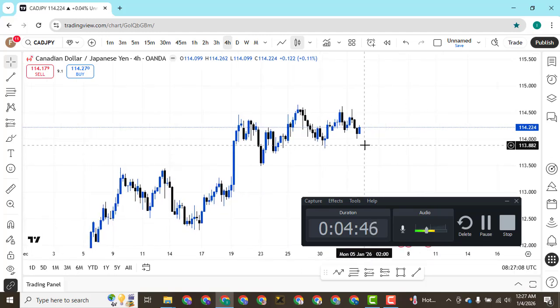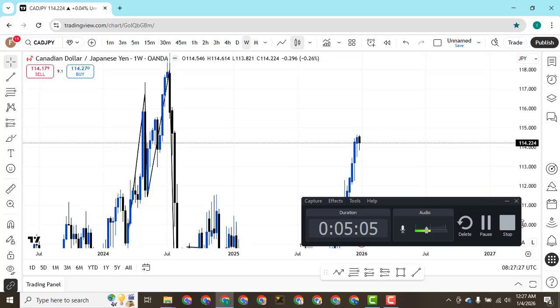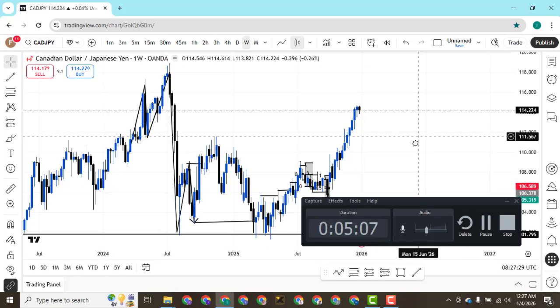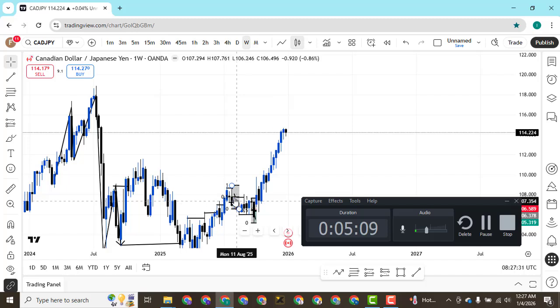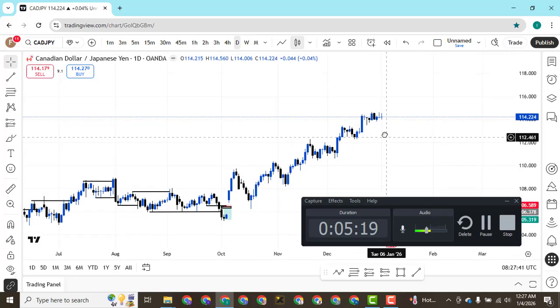So I'm starting with CAD/JPY. All the pairs that I'm going to be analyzing for this week, I will also be taking the trade. So we start with CAD/JPY. I'm going to start from the weekly and see where the market is going from. Let me come to the daily. On the daily, I can see that we are in an uptrend.